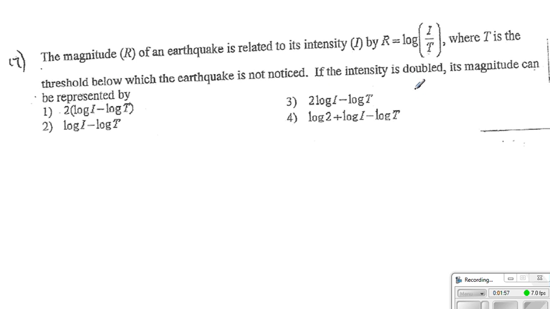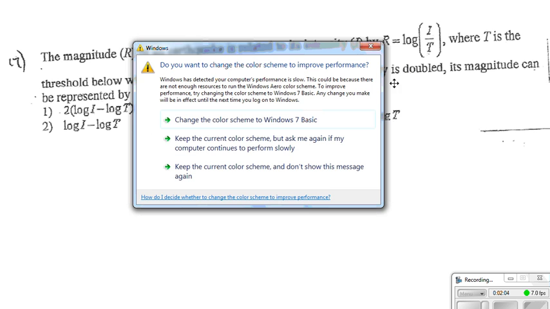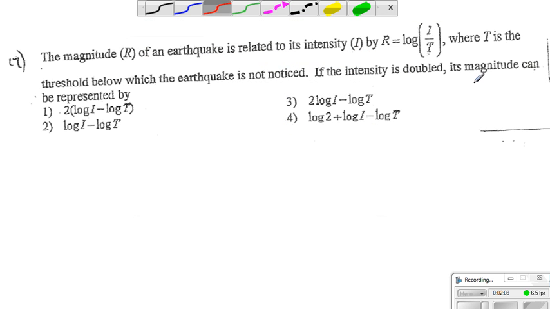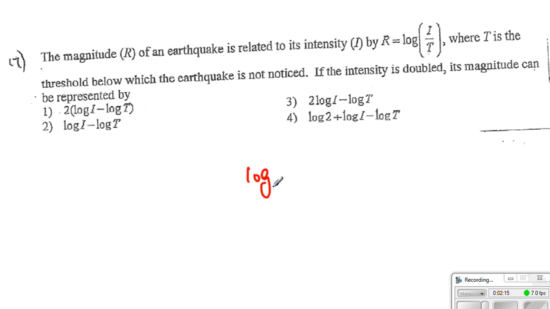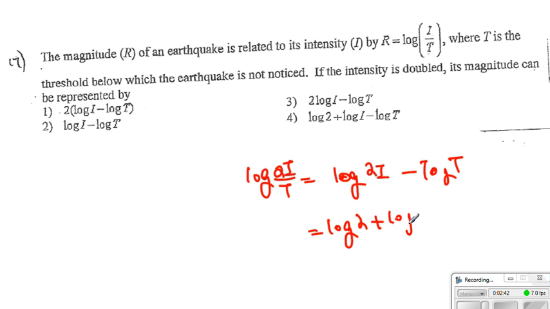here same idea, but in this case the question is if the intensity is doubled, meaning the I value has been doubled, then its magnitude can be represented by, so instead of I, we're going to have 2I, so we're going to have here log of 2I over t. That means here first we have log of 2I minus log of t. But between 2 and I, since it's a multiplication, we have log of 2 plus log of I minus log of t. That becomes our final answer, which is choice number 4.